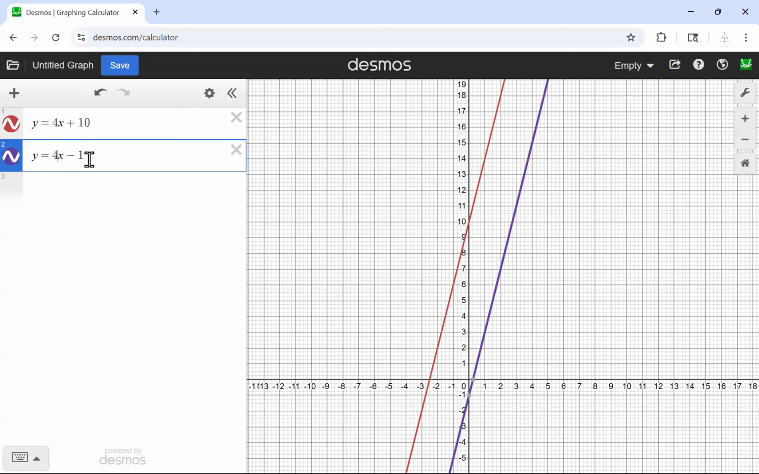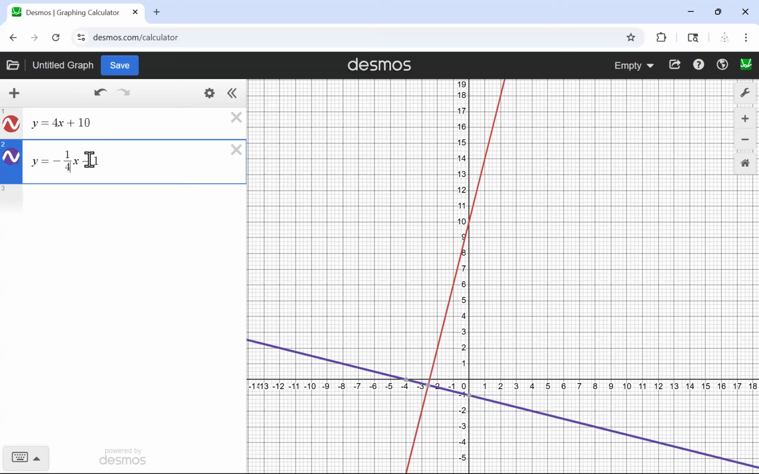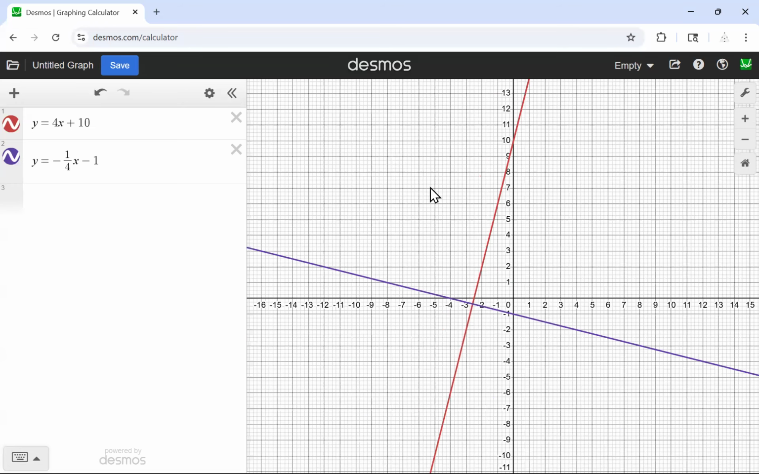Now, if I take perpendicular lines, so let's say one of my lines is y equals 4x plus 10, and my other line is y equals negative 1 over 4x minus 10. The slopes are negative reciprocals of each other. One slope is 4, the other is negative 1/4.